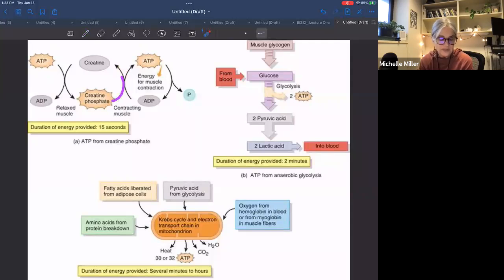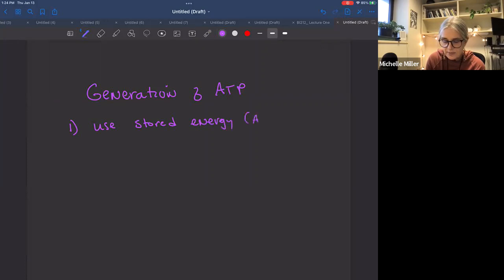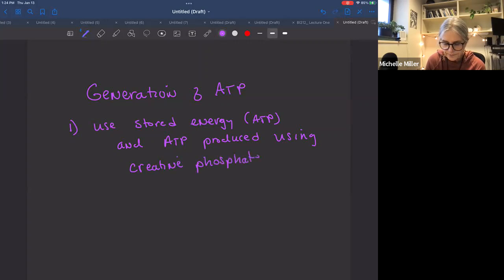Okay, so we can store it. For about 15 seconds, we can also produce it using creatine phosphate. So the first energy that we use is stored energy in the form of ATP and ATP produced using what is called creatine phosphate.